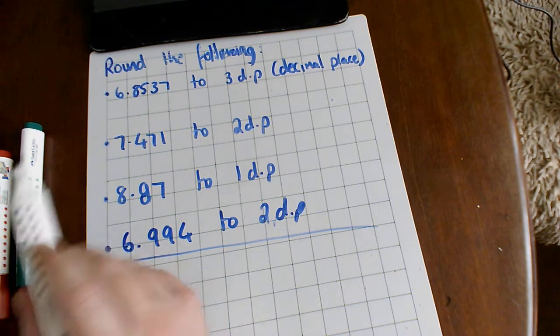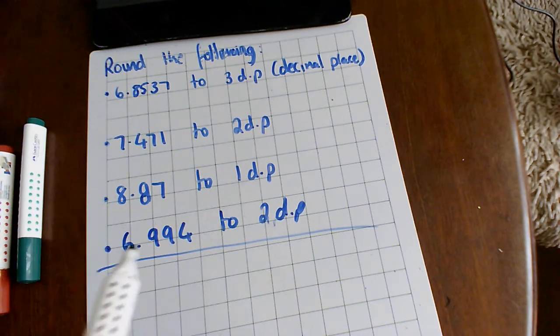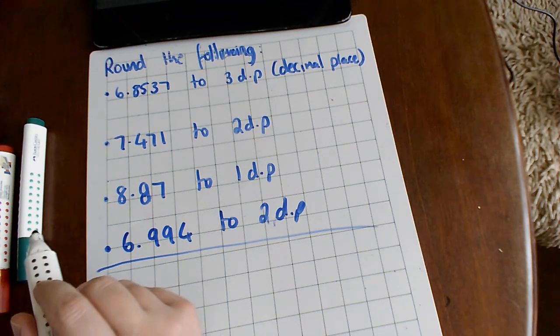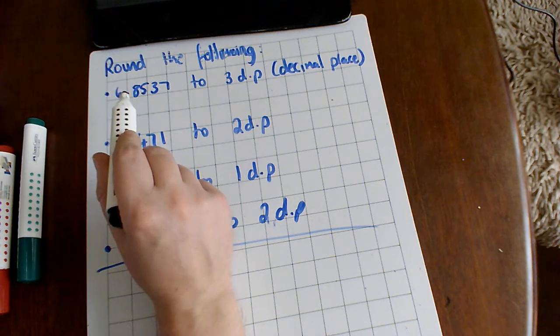You're doing it constantly. So just to make sure that you're accurate, I'm going to do these four, and then I'm going to talk about significant figures, and then there's a quick thing on estimation we'll look at, but this should be fairly simple. Round the following to 3 decimal places.